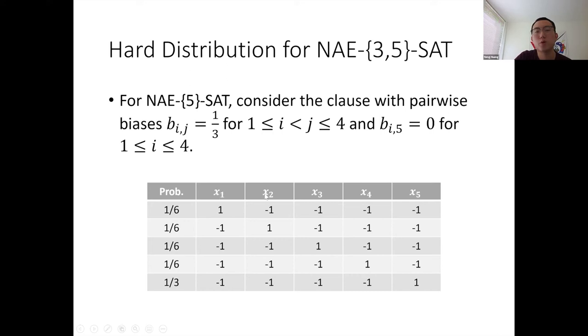So for example, take x1, x2. With probability 1/3, they have different signs. So in the first two assignments, they have different signs. And with probability 2/3, in the last three assignments, they have the same sign. So the expected value of x1 times x2 is equal to 1/3, which is the same as the pairwise bias. And let's take x4 and x5. Then in the first three assignments, they have the same sign, which have weight 1/2. And in the last two assignments, they have different signs, which also have weight 1/2. So the expected value of x4 times x5 is equal to 0. So this matches our pairwise biases. And since this is a distribution of satisfying assignments, the SDP again thinks that this clause is perfectly satisfied.